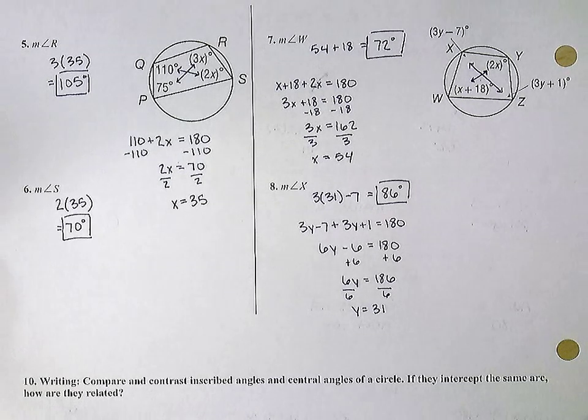Okay, then the last problem on the bottom is a writing question. It says compare and contrast inscribed angles and central angles of a circle. If they intercept the same arc, how are they related? So first thing, before you write anything down, I do want you to turn to the person next to you or sitting near you and talk about the difference between an inscribed angle and a central angle. Okay, so what's their difference? What do they look like in your circle? An inscribed angle and a central angle. Okay, so talk about those.